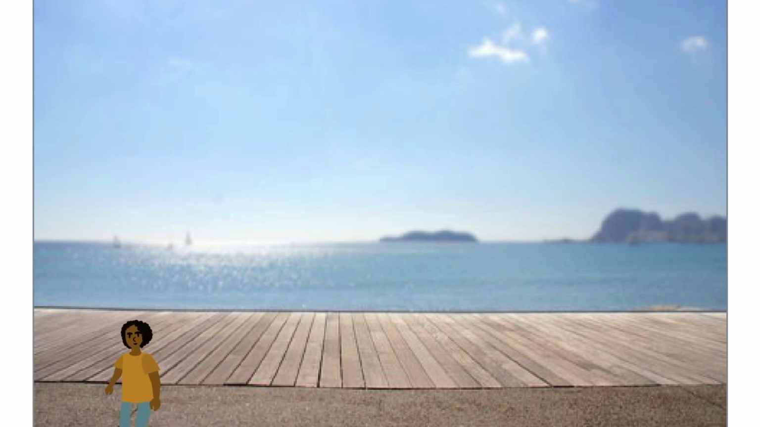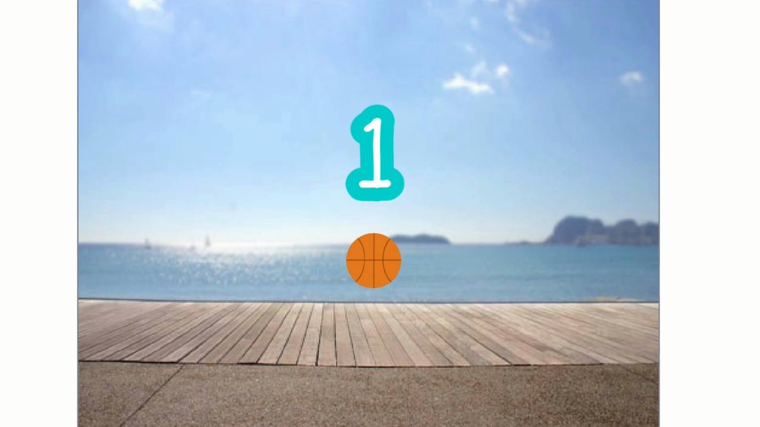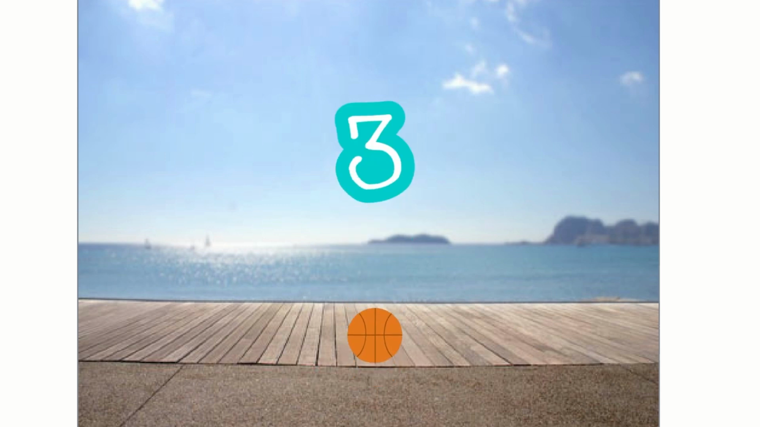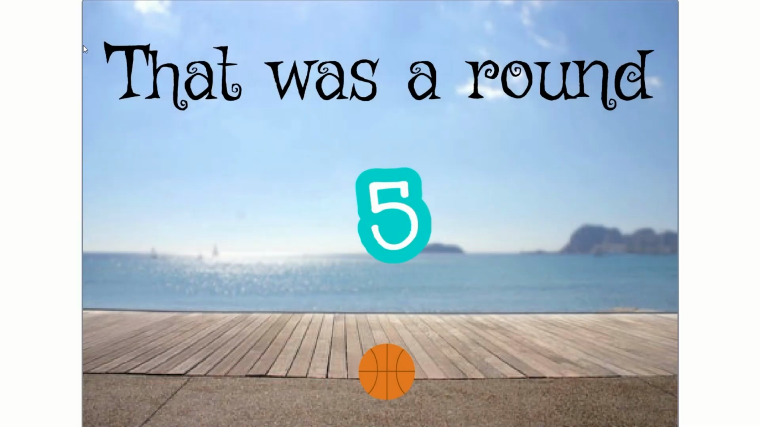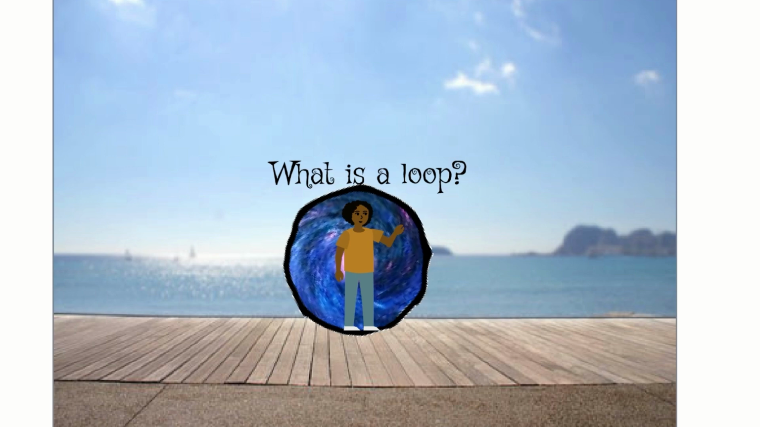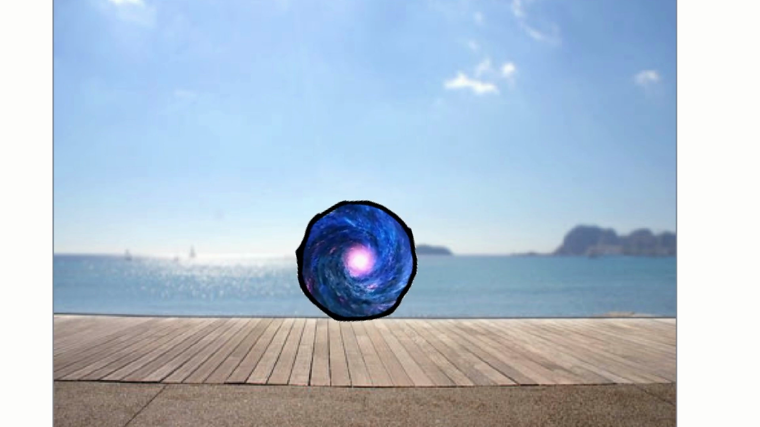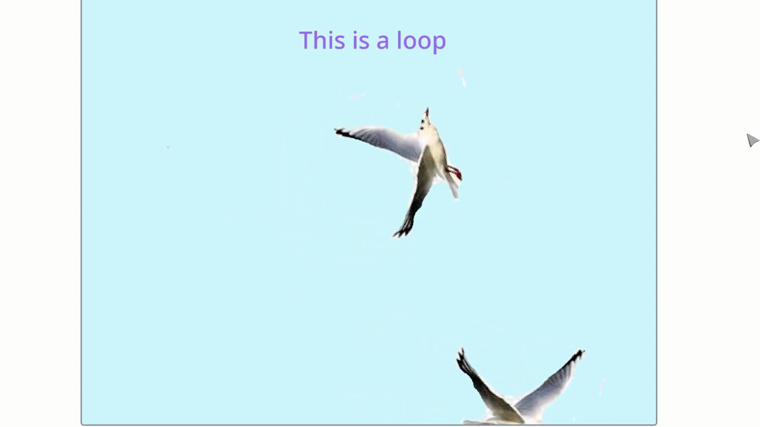What is an iteration? An iteration is like a round. So if you bounce the basketball one time, that would be one round and one iteration. What is a loop? Loop is when an action is repeated over and over again.